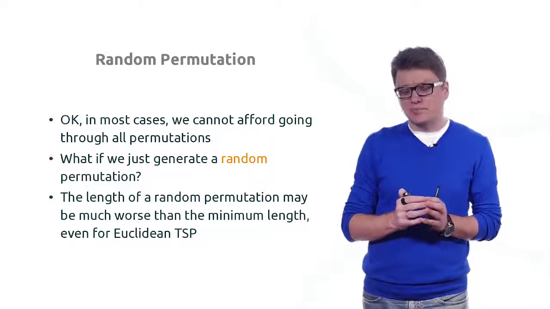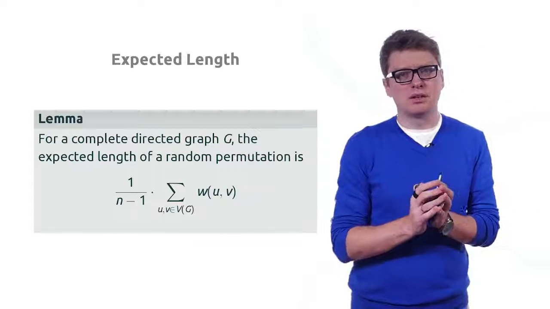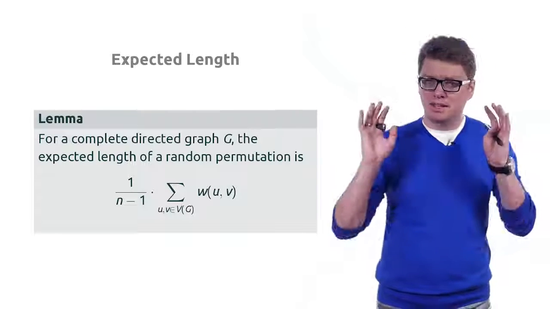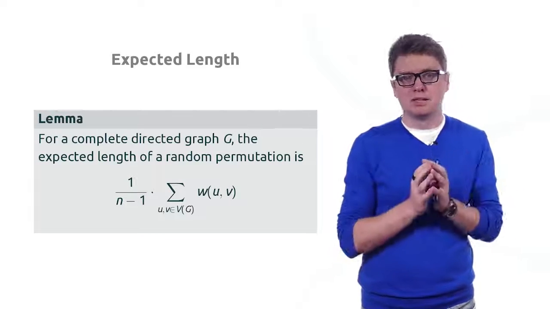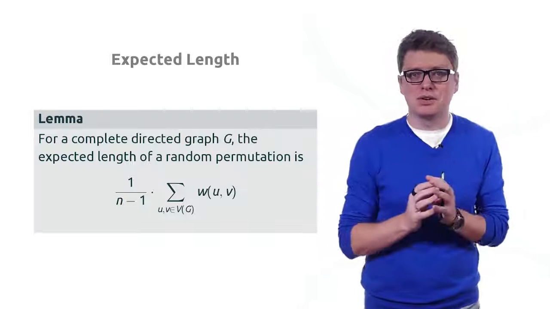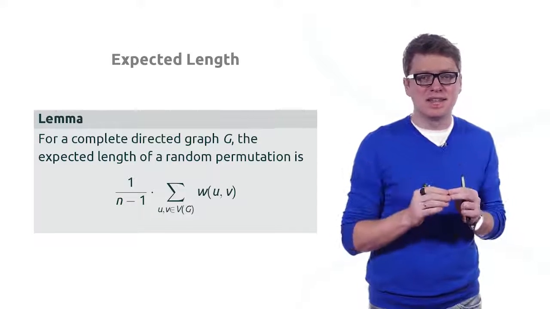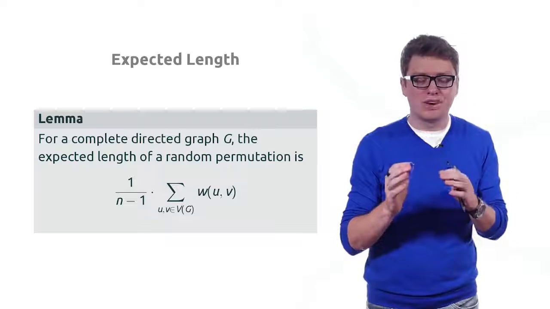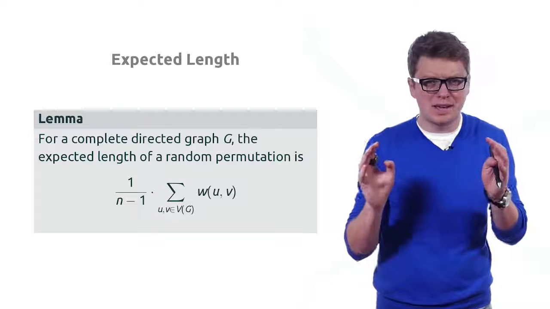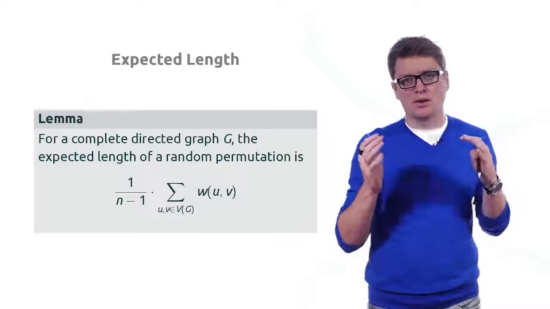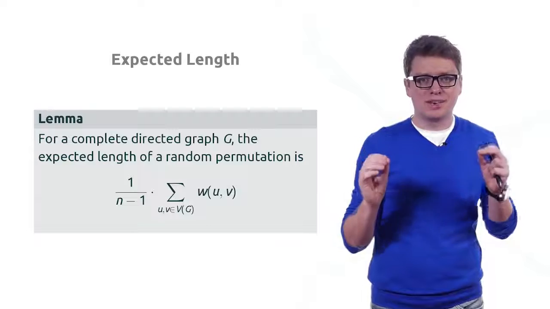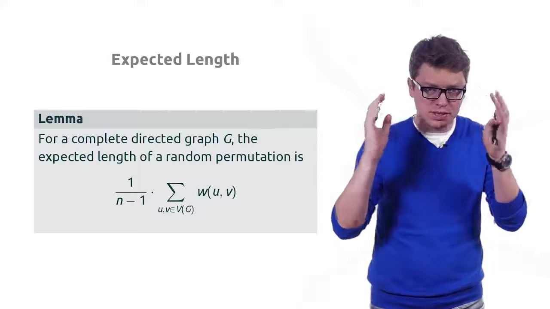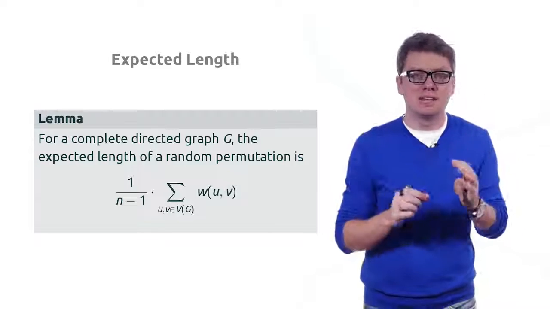Okay, and it is not actually too difficult to understand why it can be that bad, but it can also be shown formally. So the lemma that you see here on the slide tells us how to compute the weight of a random permutation. And when I say the weight, I mean, of course, the expected weight. Okay, so the expected weight of a random permutation is equal just to the sum of the weights of all edges divided by n-1.